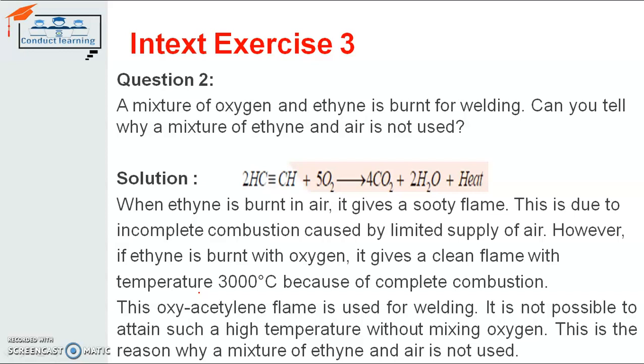Can you tell why the mixture of ethyne and air is not used? So the chemical reaction is given there. In that chemical reaction, this is particularly representing the ethyne. This is a formula for ethyne or the structure for ethyne also. When it is burned in presence of oxygen, like any carbon compound which is burned in presence of oxygen, it gives us carbon dioxide, water and heat. That is given there in case of ethyne and air combustion also.